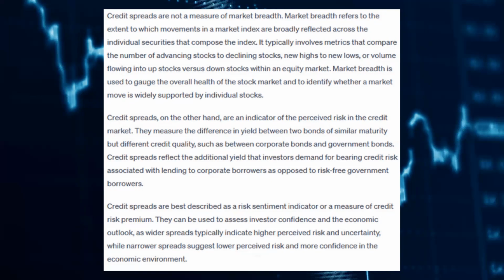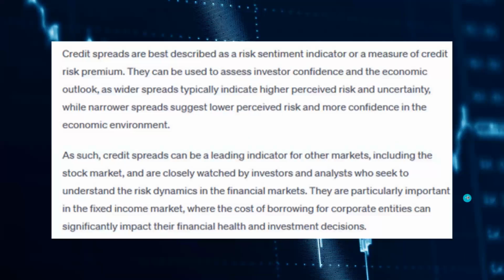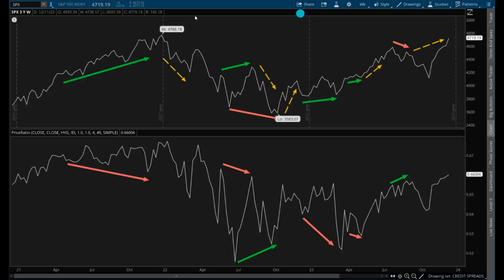Now, credit spreads are best described as a risk sentiment indicator or a measurement of credit risk premium. They can be used to assess investor confidence in the economic outlook. Okay. And we already talked about what wider spreads mean and what narrower spreads mean. So now that we have a general understanding of what credit spreads are and what they can be used for, now we can come over here and take a look at our credit spreads chart right here.